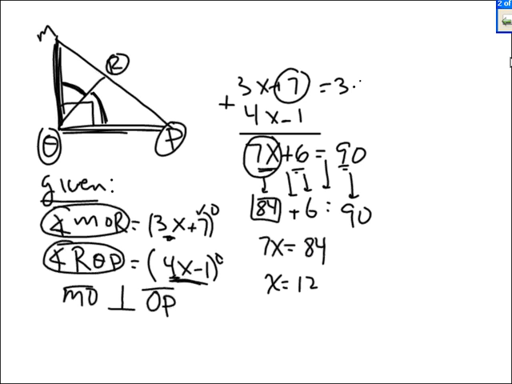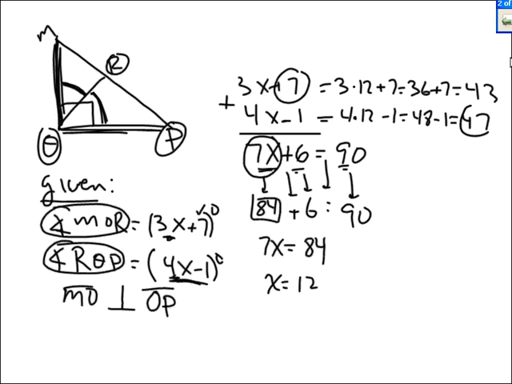So we have 3 times 12 plus 7, which is 36 plus 7, which is 43. We have 4 times 12, which is 48, minus 1 is 47. This one is larger. 4x minus 1 is larger. That is angle ROP is larger. Question was, which of those two angles is larger?